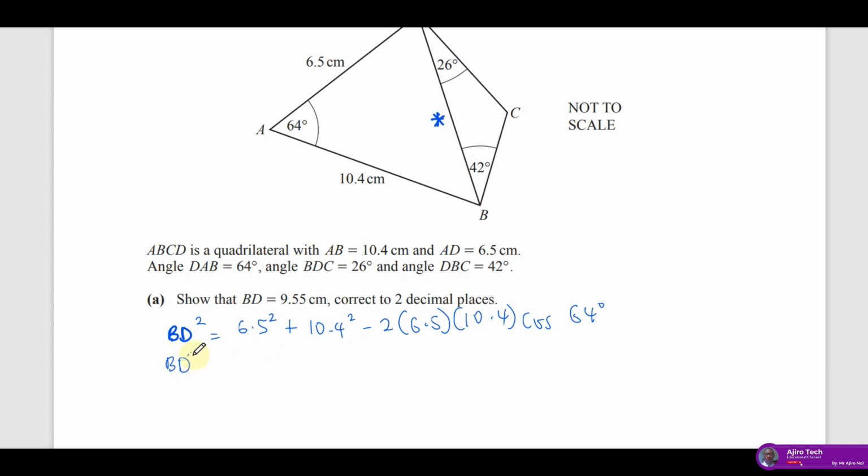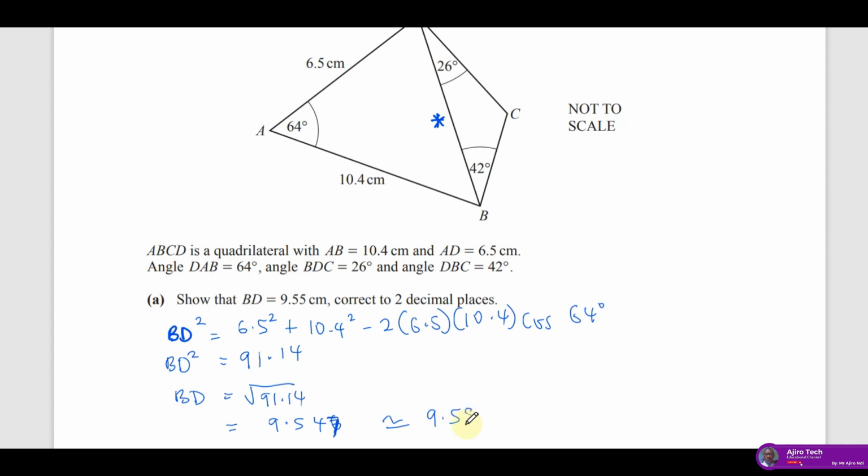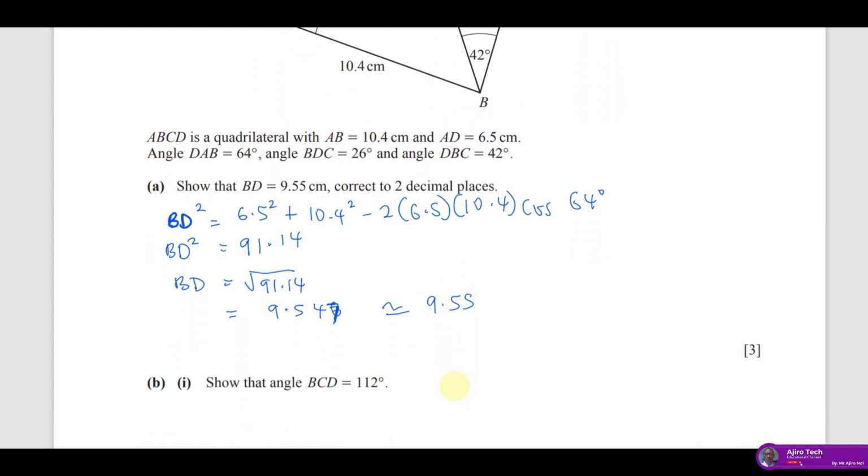Then BD squared should give us 91.14. So BD should be the square root of 91.14, and that should be the answer. That should be 9.547, approximately 9.55. So 9.55 centimeters for BD.